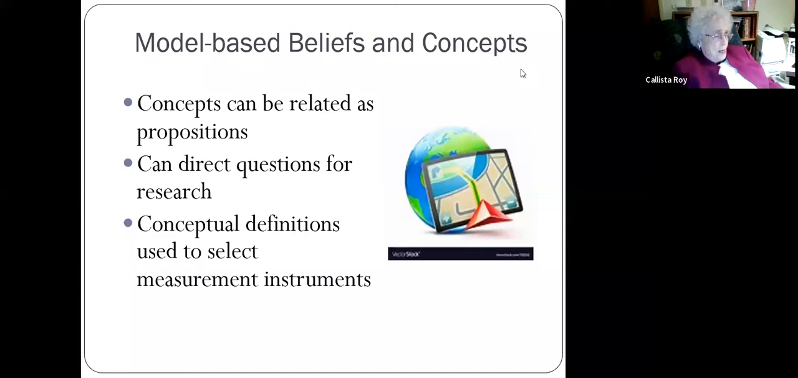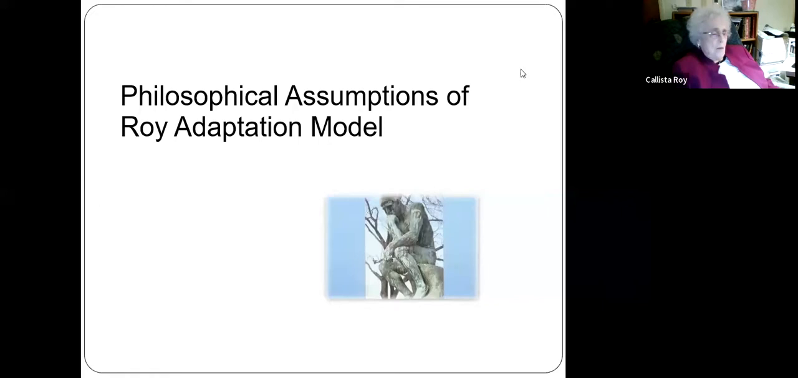Now, our model-based beliefs and concepts help us because the concepts can be related and become propositions. And those propositions can direct questions for research. The conceptual definitions also can be used to select measurement instruments. So let's begin then specifically to talk about the Roy model. And I'll begin with the philosophical assumptions.